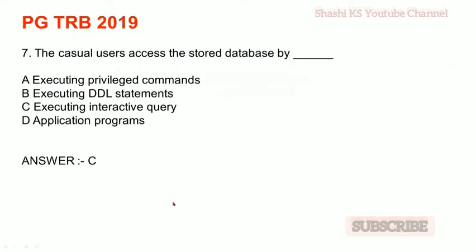The next question is, the casual users access the stored database by. This was asked in the PGTRB 2019 examination. So the right answer is, casual users will be accessing the stored database by executing interactive queries. So the right answer is option C here.